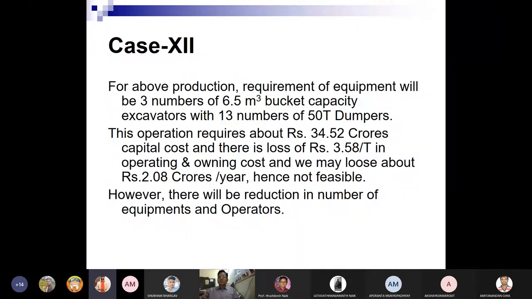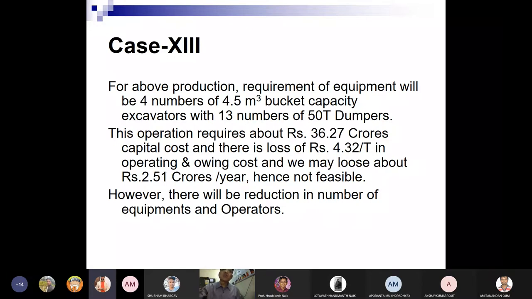This operation requires about rupees 34.52 crores capital cost and there is loss of rupees 3.58 per ton in operating and owning cost, and we may lose about rupees 2.08 crores per year, hence not feasible. However, there will be reduction in number of equipments and operators.